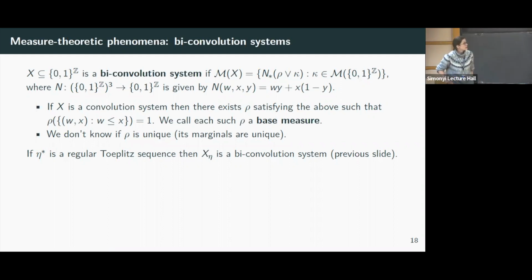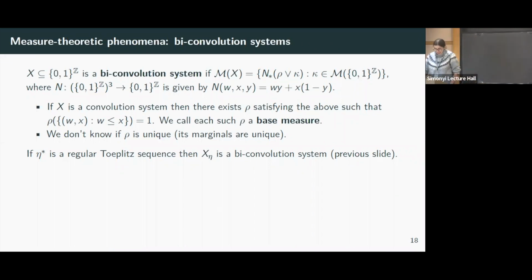Now if X is a biconvolution system, then there exists a measure rho satisfying the above that is sitting above the diagonal. That's not quite obvious. This is true for B-free systems, but you might come up with another measure rho, maybe, I don't know. So we call each such rho a base measure. Unfortunately, we don't know if this measure is unique. We weren't able to prove this so far. However, its marginals are unique and its marginals are ergodic, and we know what they are. This is the measure of maximal density, and the measure of minimal density.